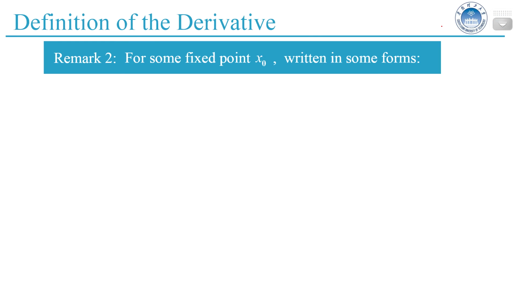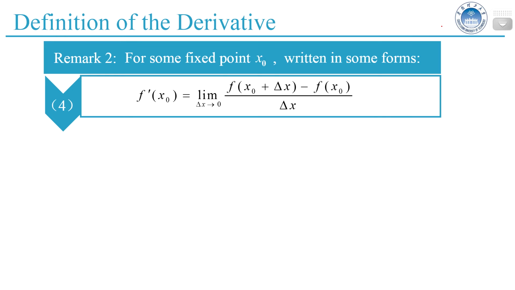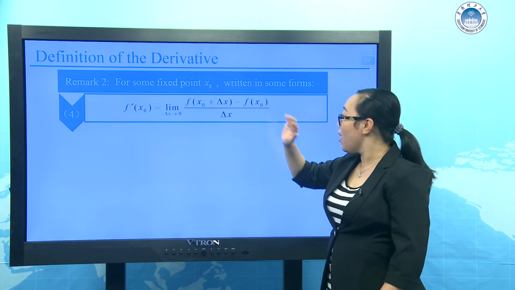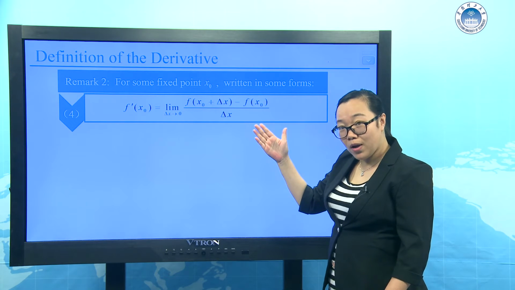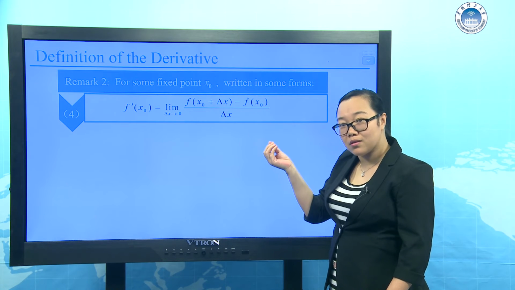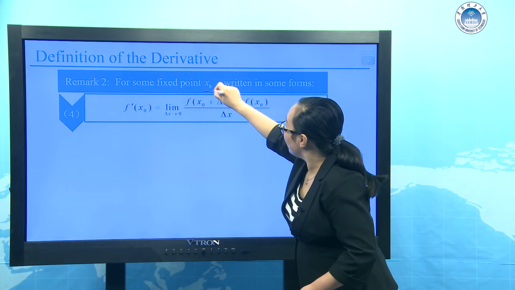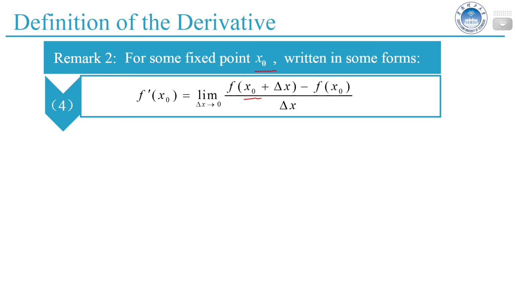Now, we can look at remark 2. For some fixed point x0, write it in some other forms. Look at case 4. At the given fixed point x0, f prime x0 equals the limit. Do you remember case 1? Case 1 means any point x. Now the point becomes x0. So we write it, okay? f(x0 + delta x) minus f(x0) over delta x, delta x tends to 0.